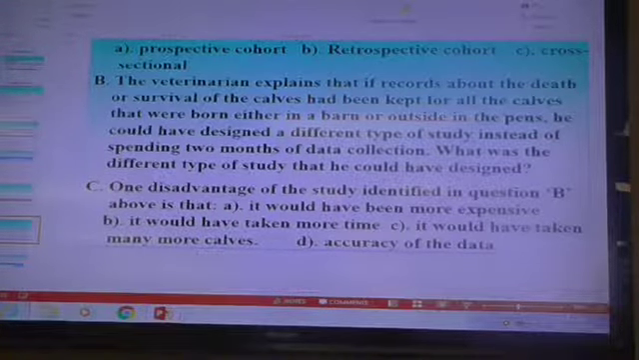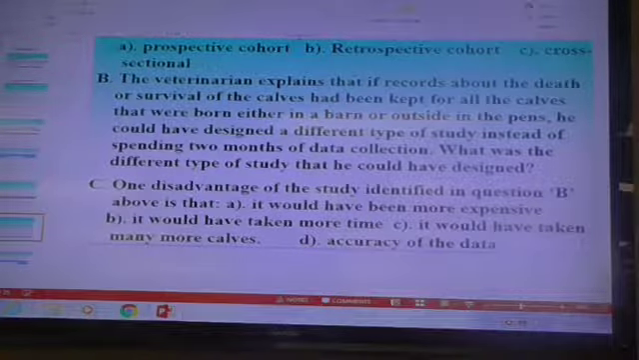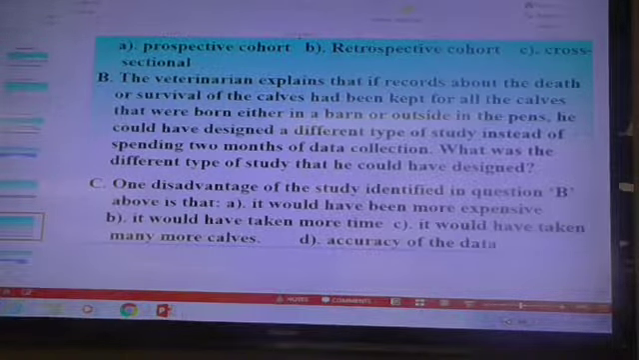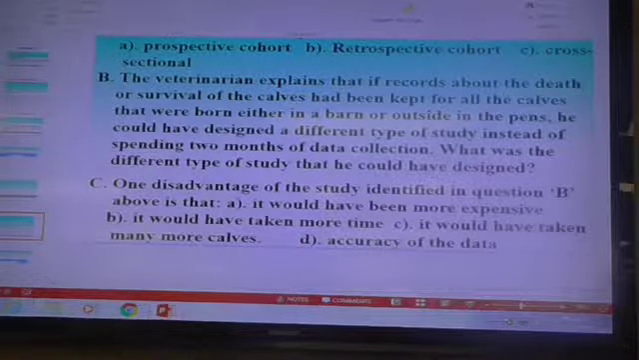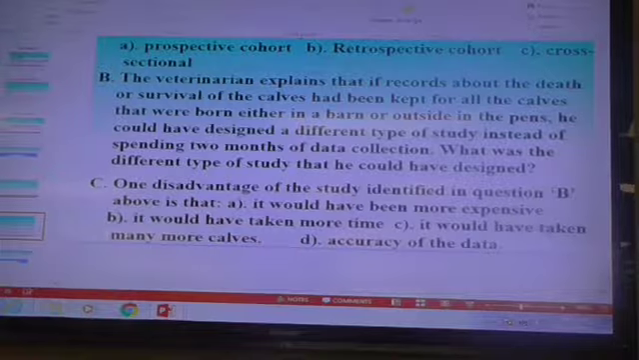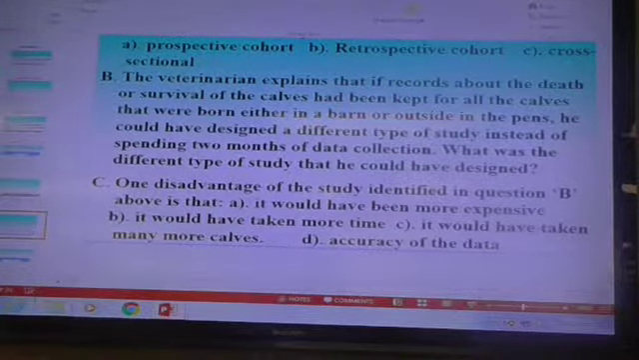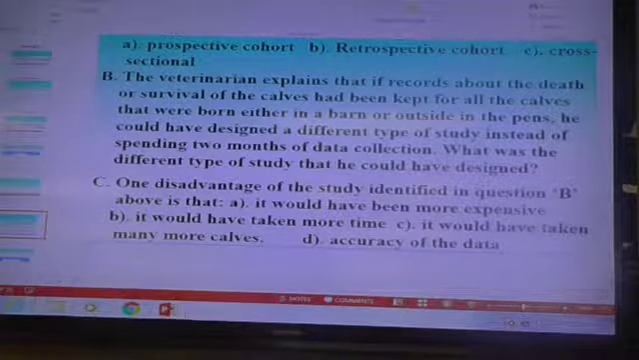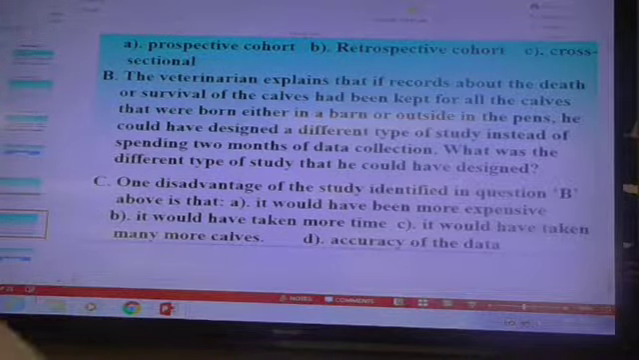Accuracy of the data. As I said, with retrospective data collection you always have to depend on data that maybe was collected by somebody else, or you have to depend on recall or memory. So if people are not able to do that, or the data was collected in a way that you don't want, then it's always a problem. So accuracy of data is a problem.